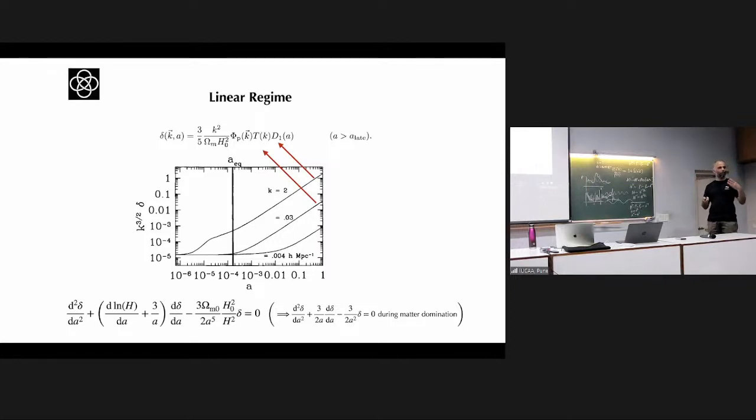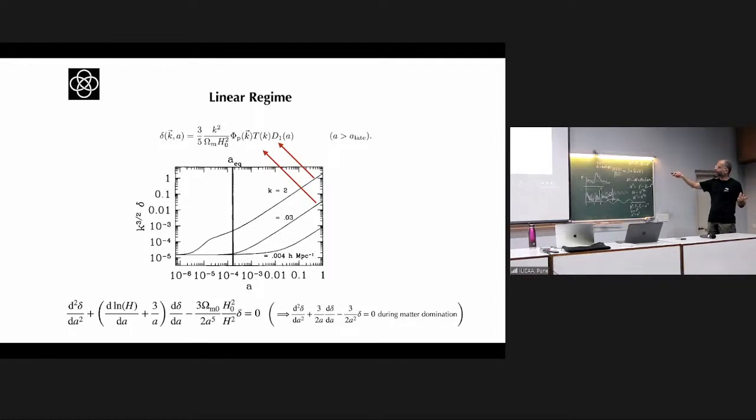Then if you plug in all the equations and solve the relativistic Poisson equation, you will find an evolution of delta which behaves something like this for the short wavelength modes. For the long wavelength modes, while the mode is outside the Hubble radius, the evolution of delta is basically no evolution.